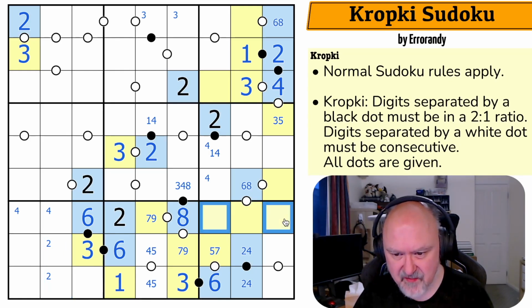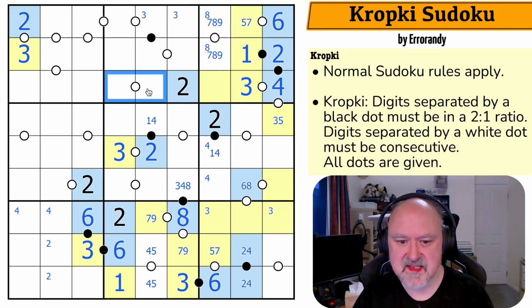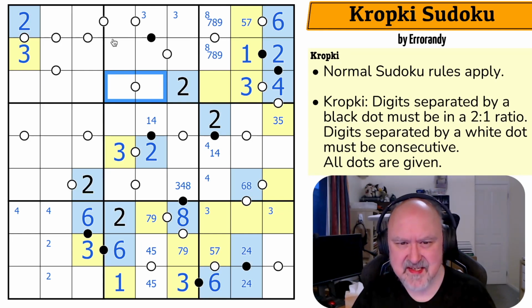3 is over here in one of those two. Okay. Oh, there's an 8 on here. This can't be 2, 4, or 6. There's an 8 on here. This is 7, 8, 9. That's the 6, so this is 5 or 7. There's a 6 or an 8 on there. 6 is in one of those.